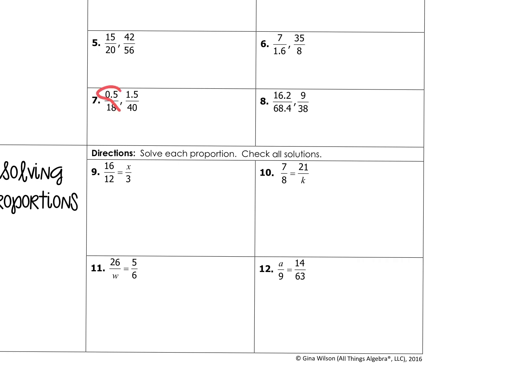All right, so for number 7, we're going to find 0.5 or 1/2 times 40, and we're going to check if that is equal to 1.5 times 18. Well, half of 40 is 20, and 1.5 times 18 gives us a value of 27, so these are not equal, so they are not proportional.